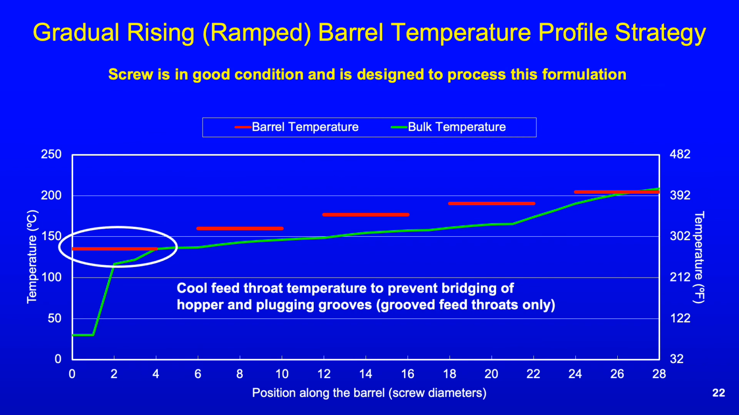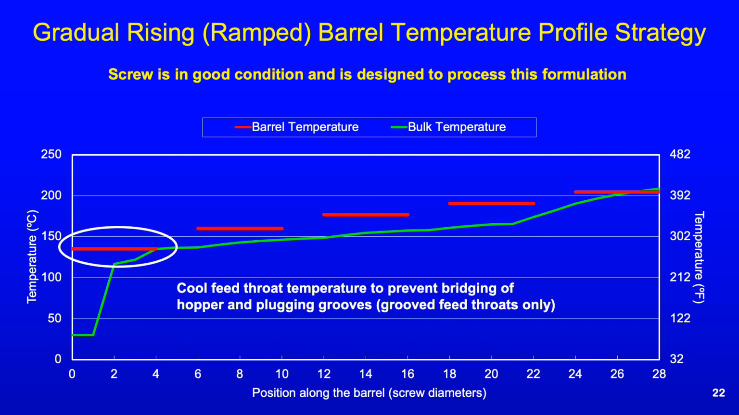This is an example of a gradually increasing temperature profile. The green represents the bulk temperature of the plastic. The red represents the barrel zone temperatures. Normally when extruder screws are cut, the designer is assuming that you're going to be using a gradually increasing temperature profile because that's what extruders typically like to do.